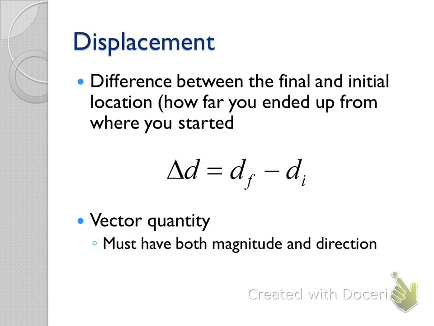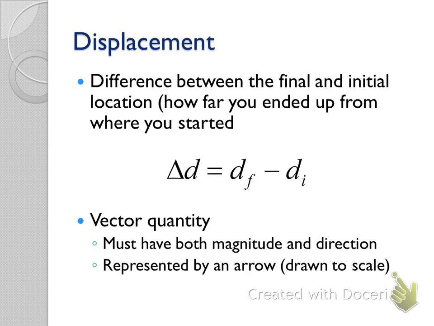Displacement's how far you ended up from where you started. It's a vector quantity, which means it must have magnitude and direction, and we talked about that briefly already. It's represented by an arrow, like all vectors are. It is very, very, very important that you understand vectors must have those two things. That might be a test question that comes up often. Vectors must have what two things? Magnitude and direction.